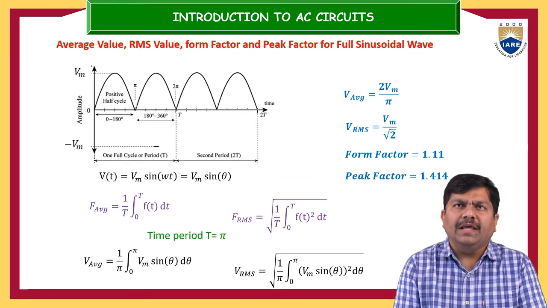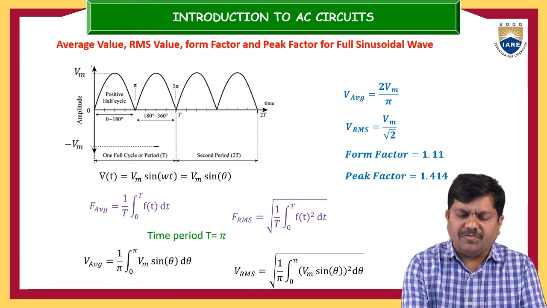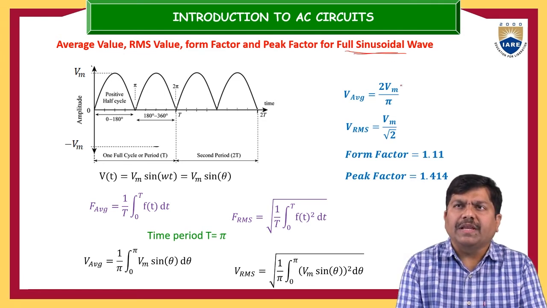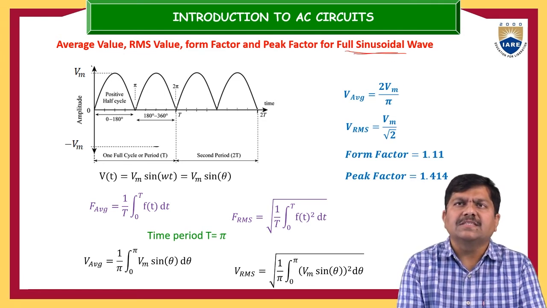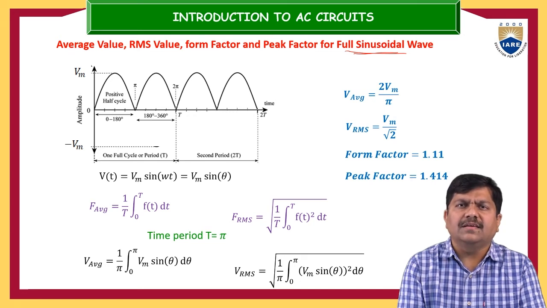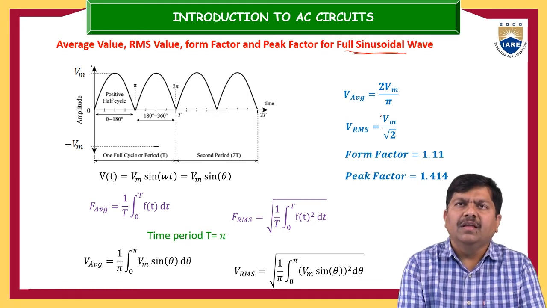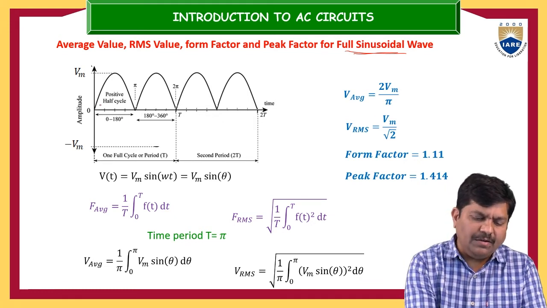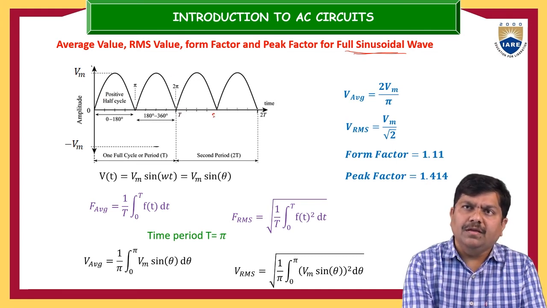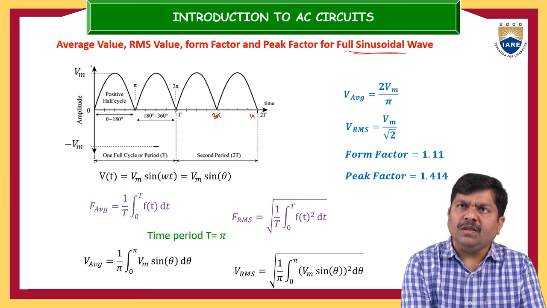You can take one more example, that is the average value, RMS value, form factor and peak factor for a full sinusoidal waveform. Here, this is the output of a full wave rectifier. In the previous case, we discussed the waveform which was the output of a half wave rectifier, and this is a full wave rectifier. So the waveform is 0 to pi, then again pi to 2 pi, 2 pi to 3 pi, and 3 pi to 4 pi.